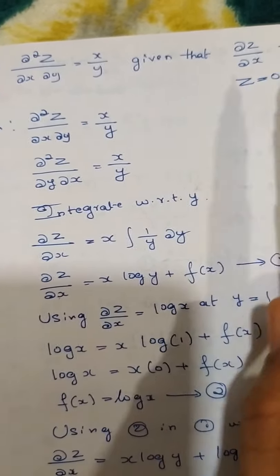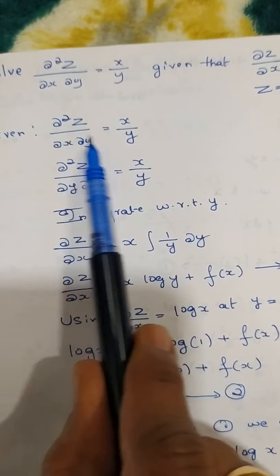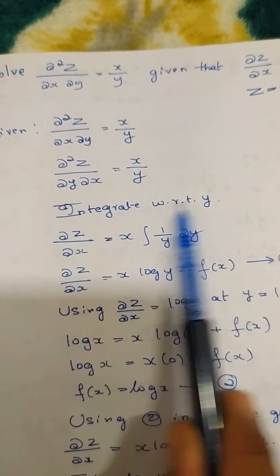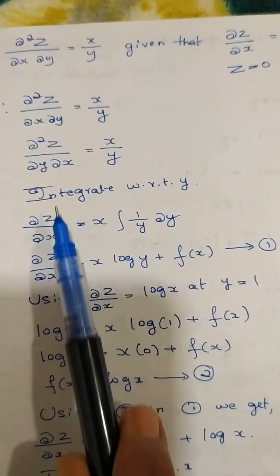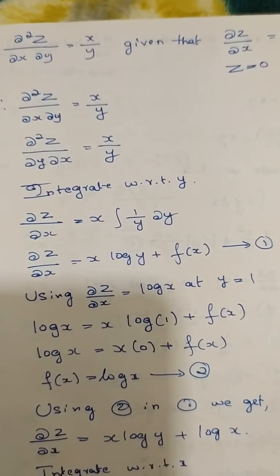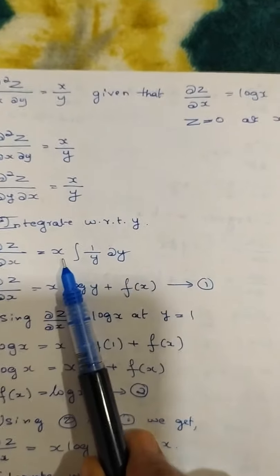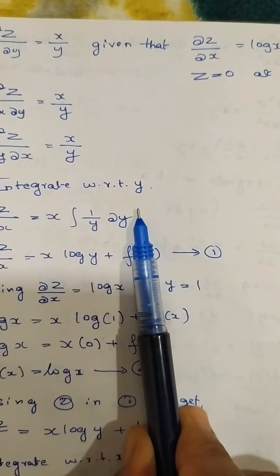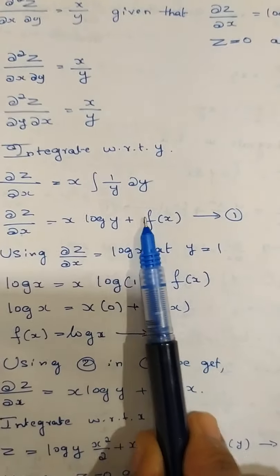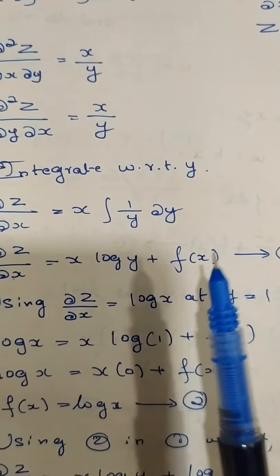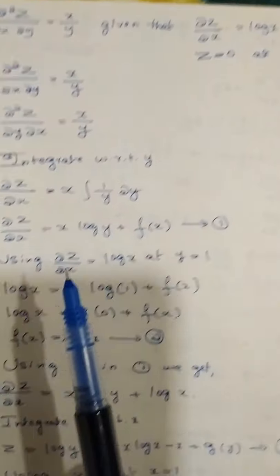First we have to integrate with respect to y, so first interchange these two. Since we have del x del y, let it be del y del x. Now integrate with respect to y. Del z by del x on the left hand side. x is constant because we are integrating with respect to y: 1 by y dy. Integration of 1 by y is log y plus f of x, the integral constant. Find f of x by using the condition.